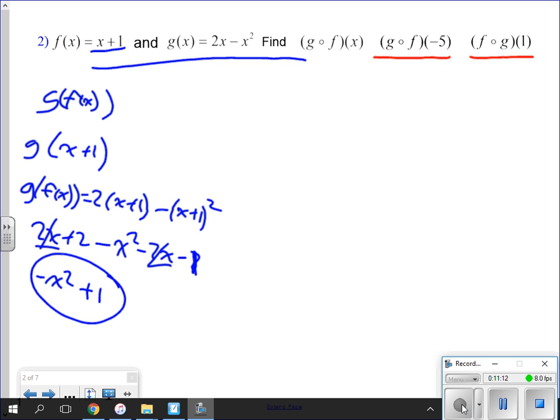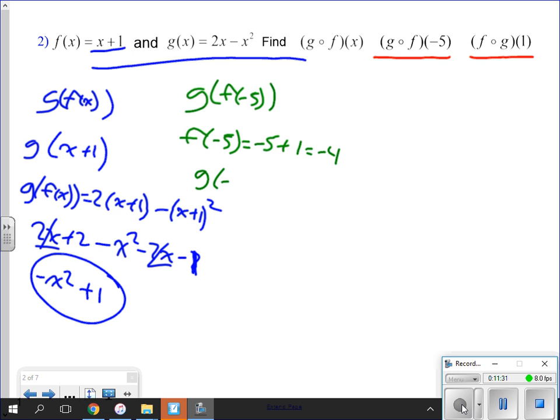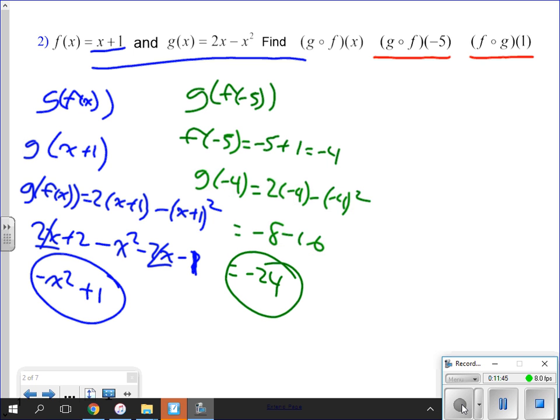G of F of -5 means I'm finding G of F of -5. Find F of -5 first. F of -5 is -5 plus 1, which is -4. Piece of cake. Take -4, plug it into G. G of -4 is 2 times -4 minus -4 squared, which is -8 minus 16, which is -24. So my answer is -24.